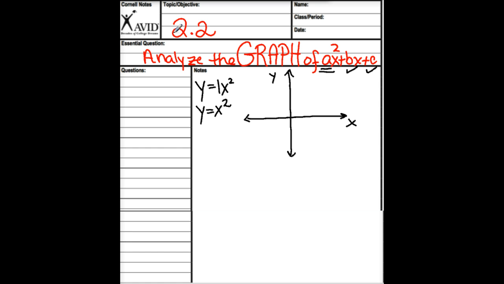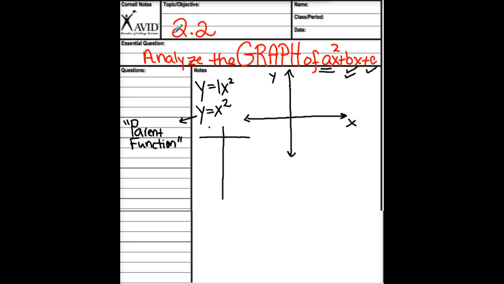This is called the parent function. And every number that we put in front of that x squared or add to it does something to the graph, but they all get compared to the parent function. So let's go see what the parent function would look like if we plotted some points, and then let's go look at it on a graphing calculator.